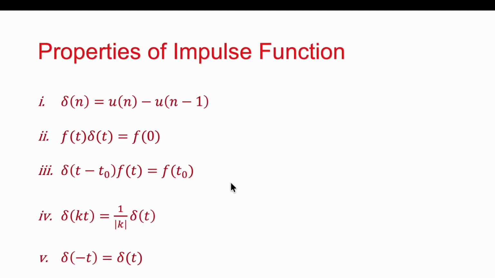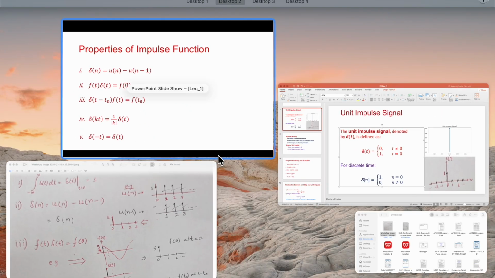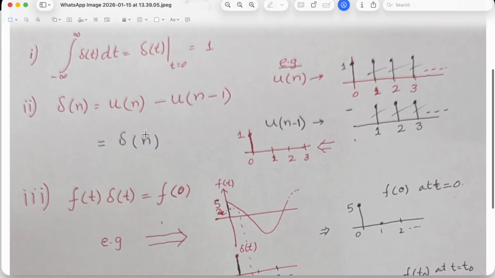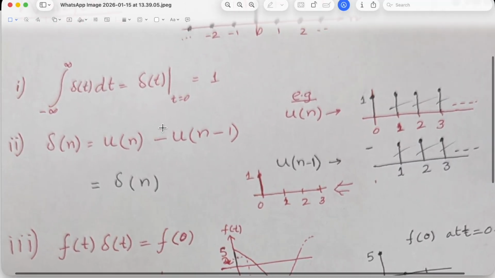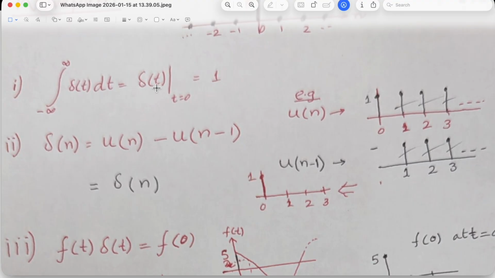So we have many important properties of the impulse function. The very first property is the integration. If you take the integral of the impulse signal, you know that the integral is always taken with respect to a certain variable, like here it is time. But you know that the unit impulse function is equal to 1 when t is equal to 0.